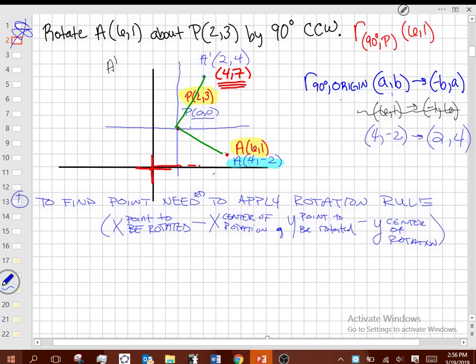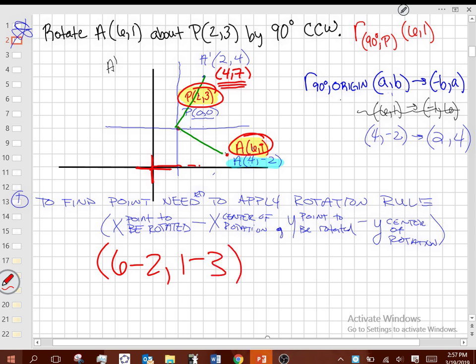Now think about this. Just to give you the specific example here. The x of the point to be rotated. Well, A was the point to be rotated. Take the x value, subtract from it the x value of your center of rotation. So it's 6 minus 2. Then you do the same thing for y. So y of the point that you're going to rotate, so it would be 1, minus the y value of the center of rotation, which would be 3.